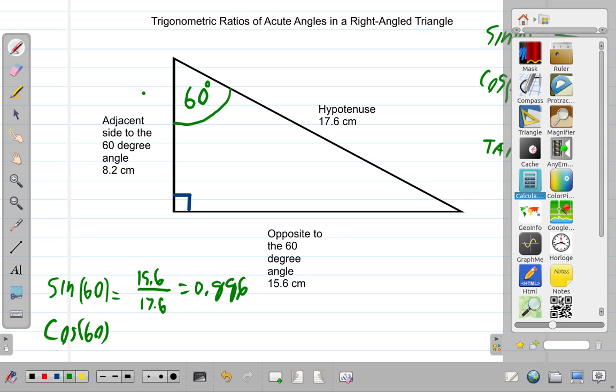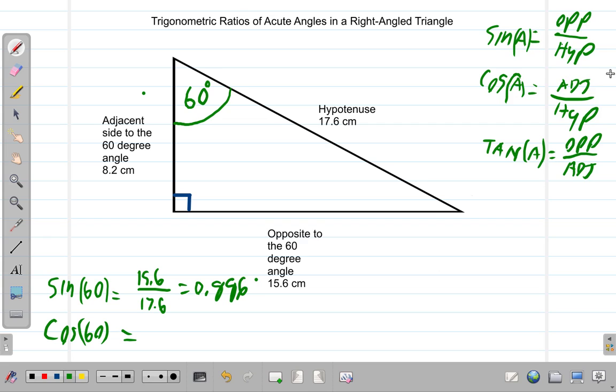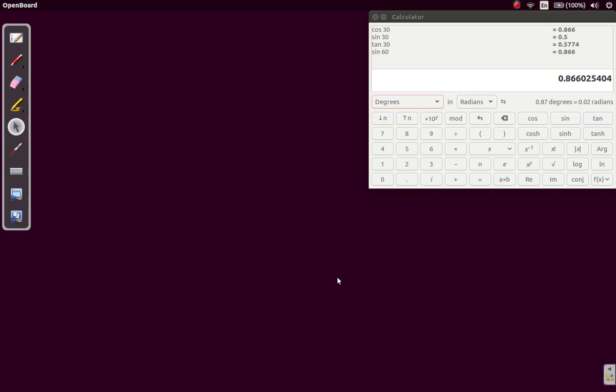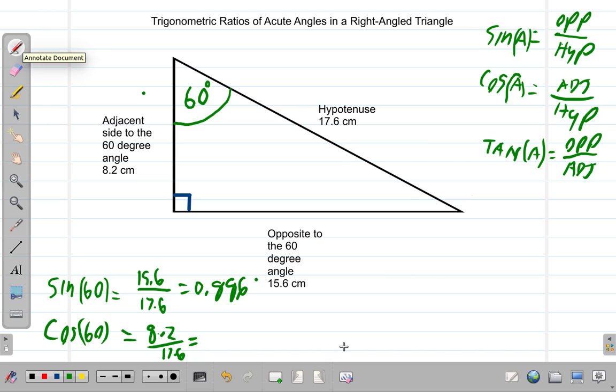Let's find what is called the cosine of 60. Cos of 60. Cosine is the length of the adjacent divided by the length of the hypotenuse. So the cosine of 60 is the adjacent, which measures 8.2, divided by the hypotenuse 17.6. What was that again? 8.2 over 17.6. Let's just use this calculator. 8.2 over 17.6 equals 0.466. All right, 0.466.